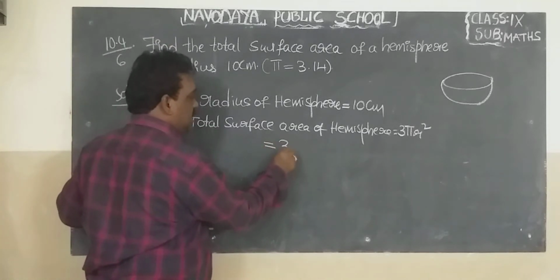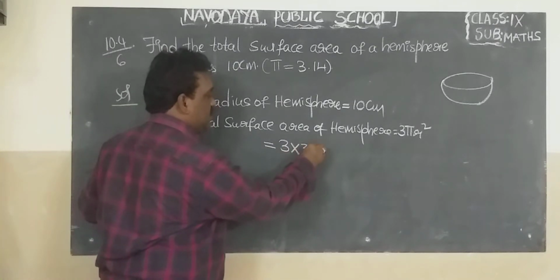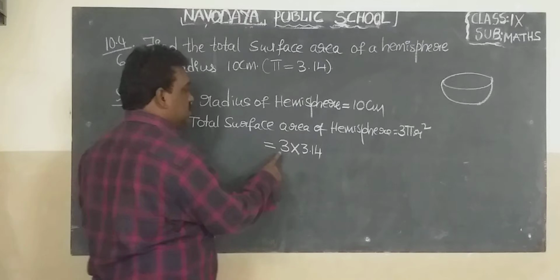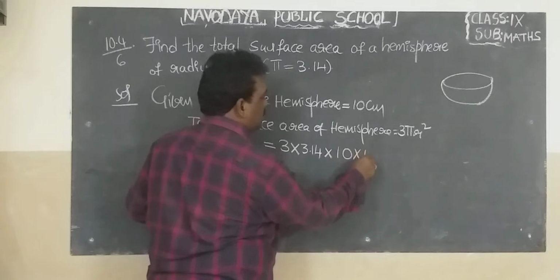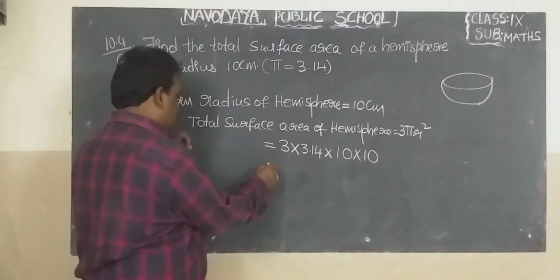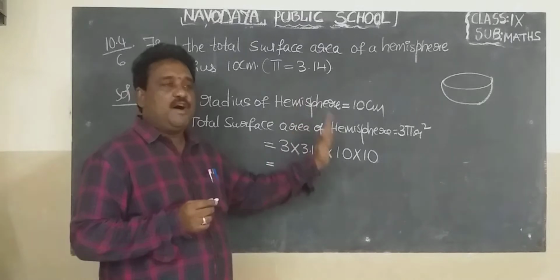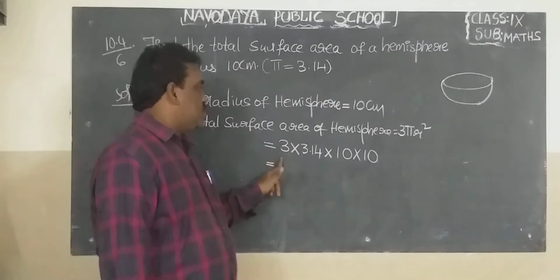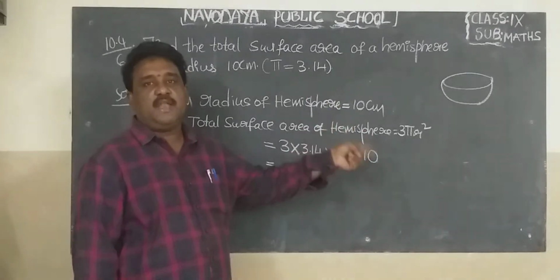Substitute. What is the pi value? 3.14. Use the pi value as 3.14. 3 into 3.14 into r square, 10 into 10. Radius is 10, so r square is 10 into 10. Total surface area of a hemisphere equal to 3 pi r square, which is 3 into 3.14 into 10 into 10.